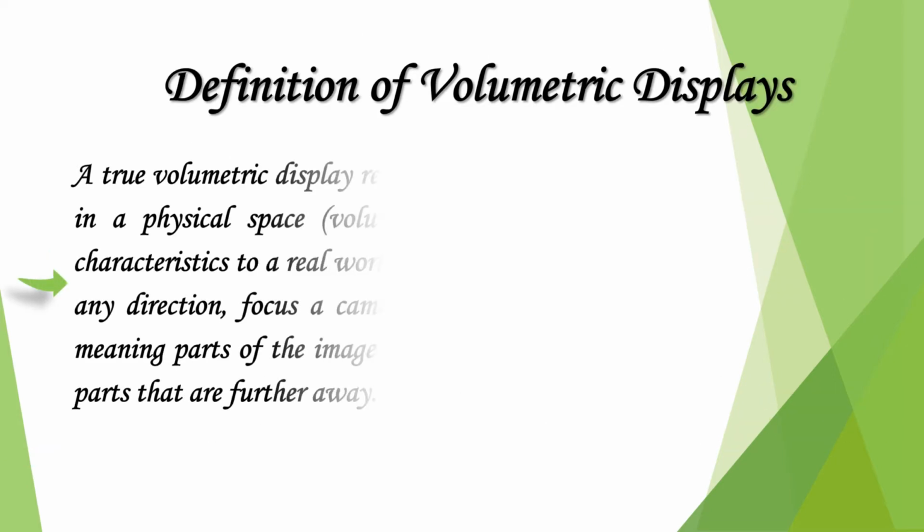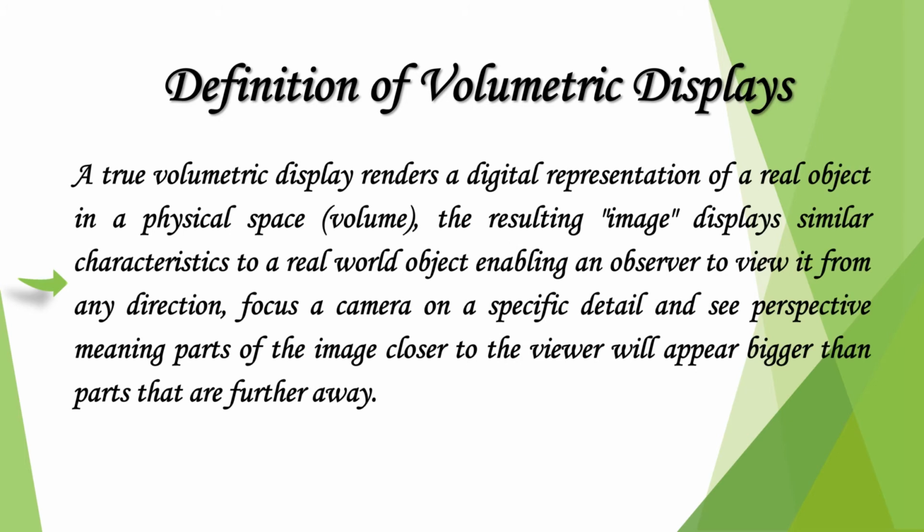A true volumetric display renders a digital representation of a real object in a physical space. The resulting image displays similar characteristics to a real-world object, enabling an observer to view it from any direction, focus a camera on a specific detail, and see perspective, meaning parts of the image closer to the viewer will appear bigger than parts that are further away.